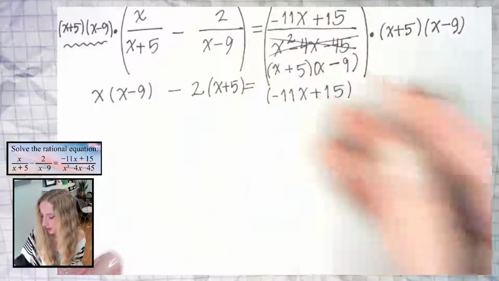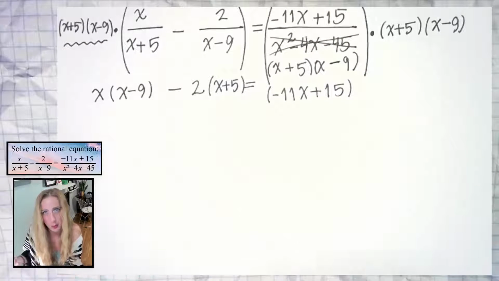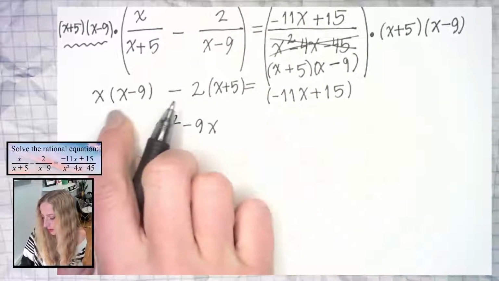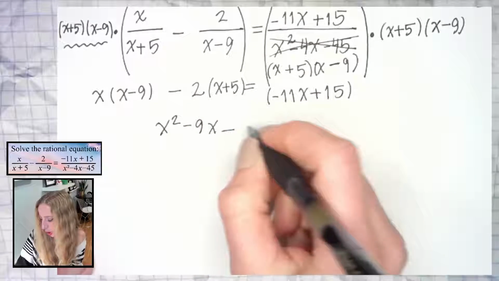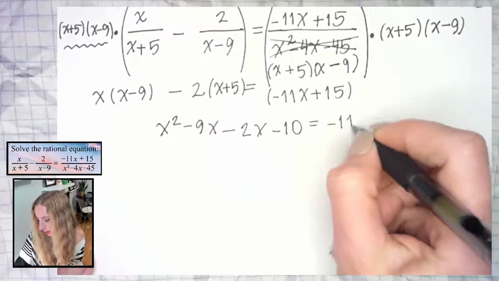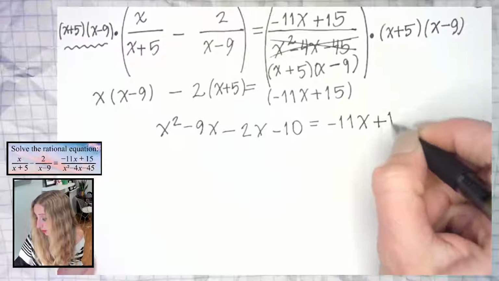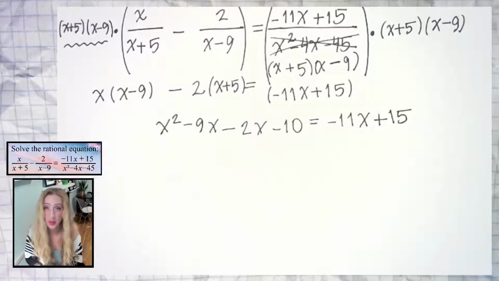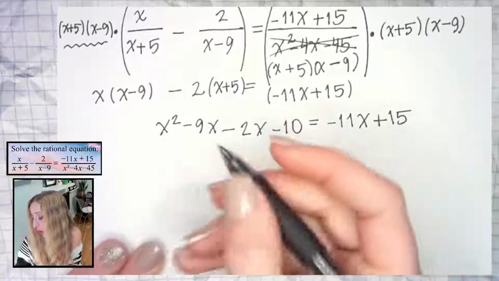We're going to open up these parentheses so we can look at this, which is now going to be a polynomial equation. So we have x squared minus 9x, minus 2x minus 10 is equal to negative 11x plus 15. Since again, it's a polynomial, we're going to get everything to one side, equal to 0. We're going to factor. If it's factorable, it's a quadratic. Even if it's not factorable, we can use the quadratic formula. We're going to use the zero product property to solve if it's factorable, and like I said, the quadratic formula if not.